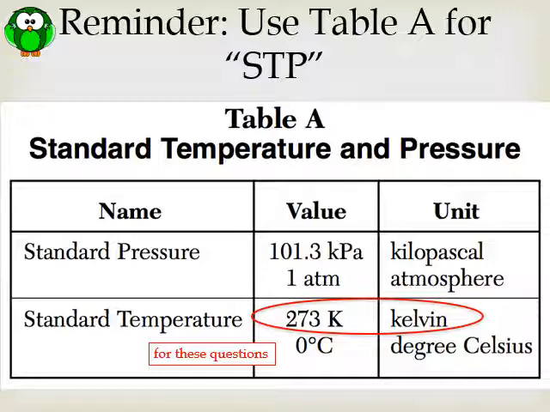But standard temperature for these equations we're doing has to be in Kelvin. So you can't use a Celsius temperature. If you ever see a question like this and it's in Celsius, you've got to convert that to Kelvin first. So you have to add 273 to the Celsius version to get the Kelvin version.